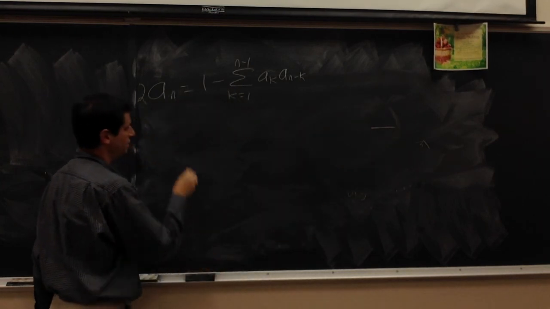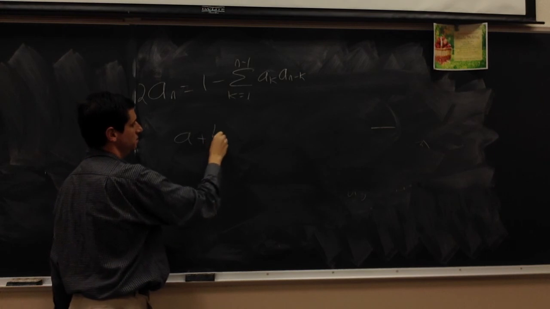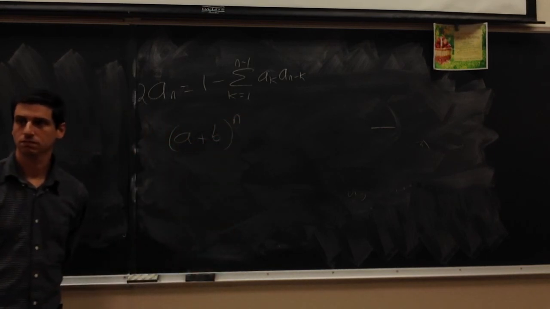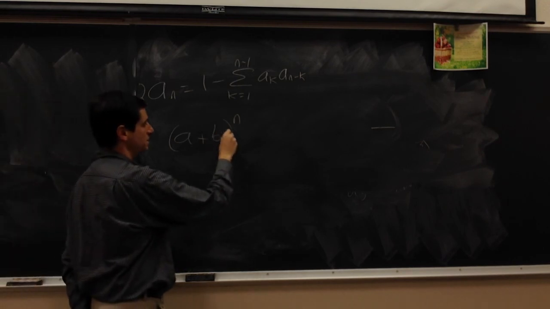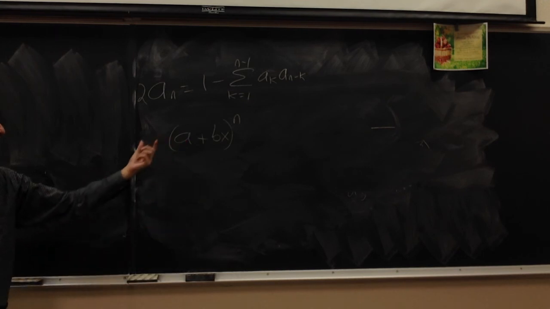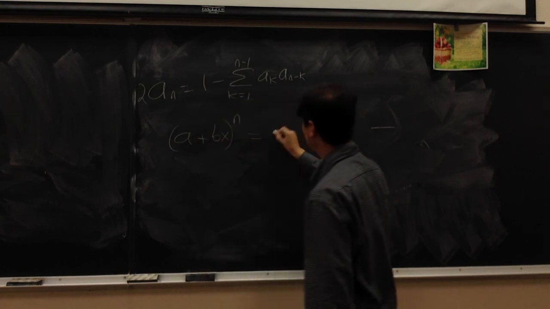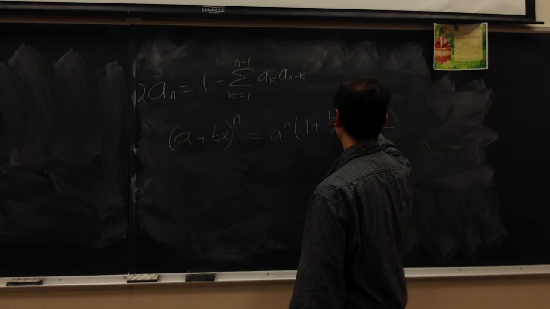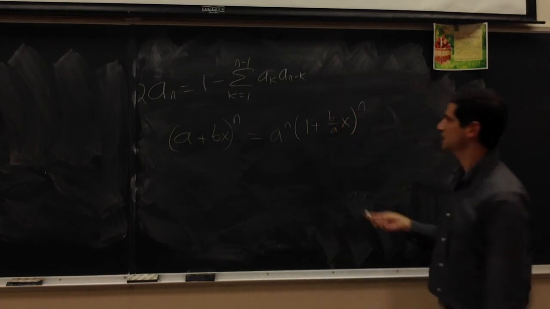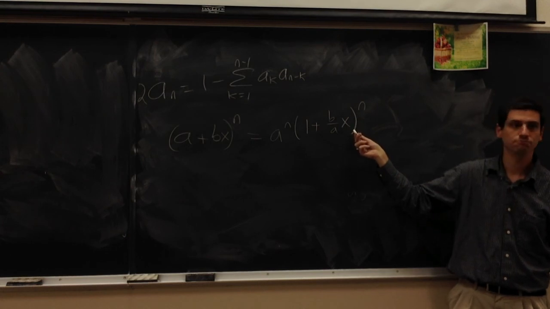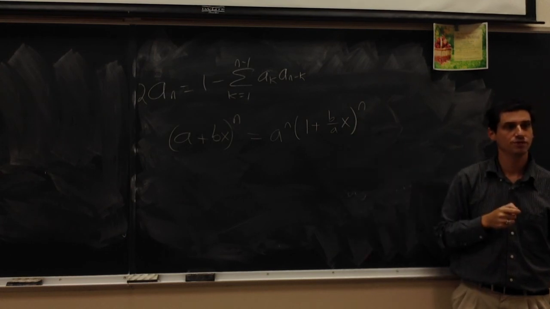Let's say you want to expand a plus b to the n. Or maybe a plus bx to the n. You want to expand something like this. What you can do is you can pull out an a, and you can write this as a to the n times 1 plus b divided by a of x to the n. And if I write it like that, so long as x is sufficiently small, maybe my series will converge.